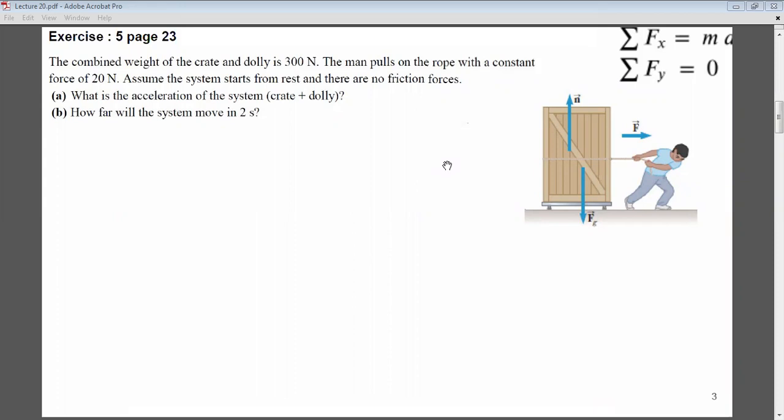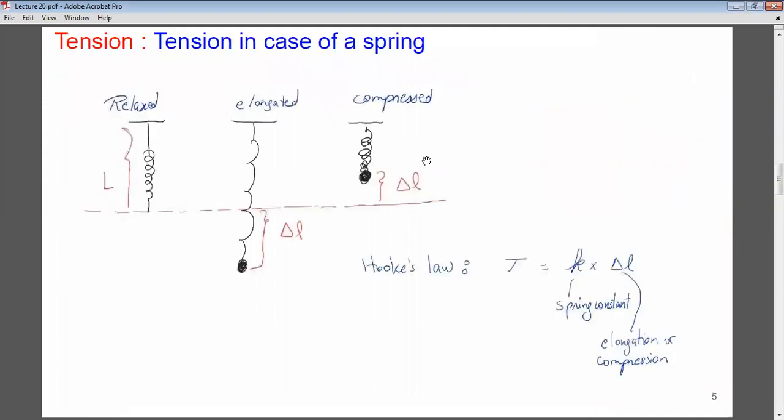Today I will talk a bit about tension. Tension happens if I have a rope, a string, or a rubber band. The special case of tension is if I have a spring. This is a spring in its relaxed form. It has some length L. If I attach some mass to it, it will get elongated a certain distance delta L. The other option is to compress the spring, also by a distance delta L.